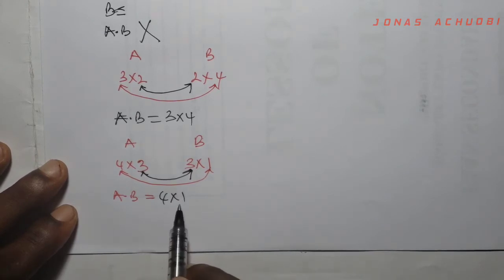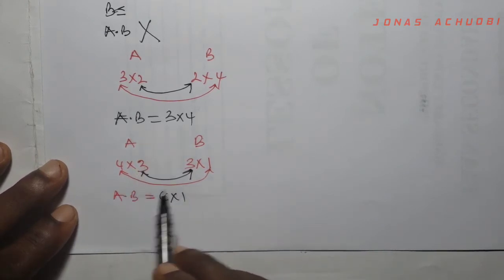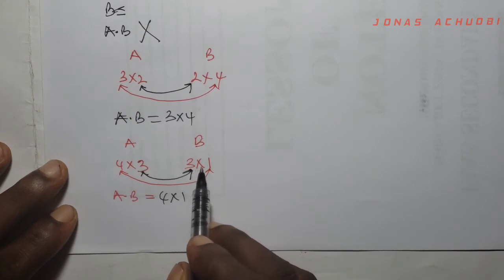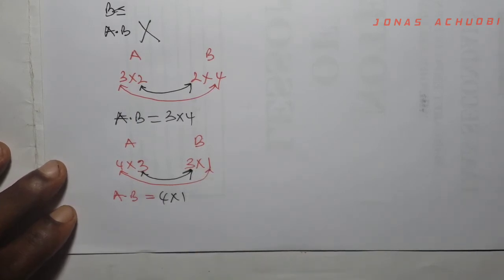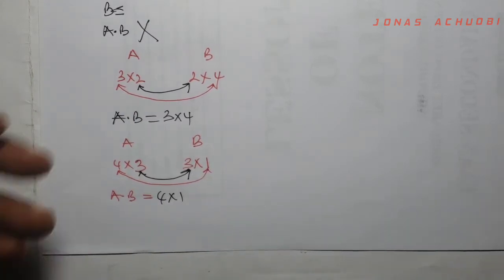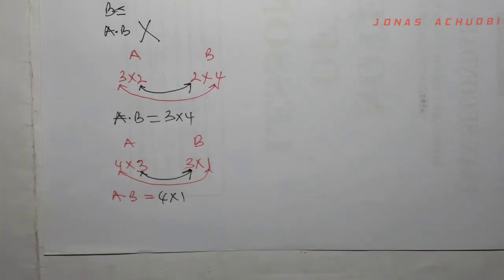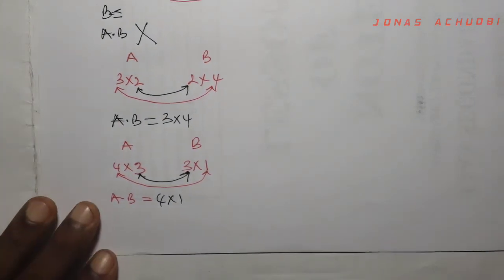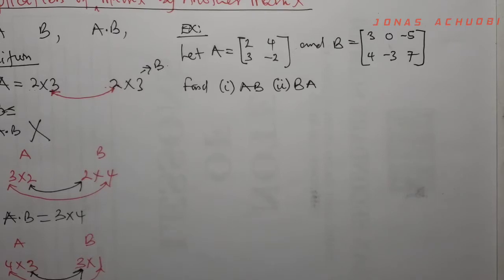So a 4 by 1 matrix is obtained when a 4 by 3 matrix is multiplied by a 3 by 1 matrix. Now I shall take an example to show you how this multiplication is performed. We shall begin with a simple 2 by 2 matrix.